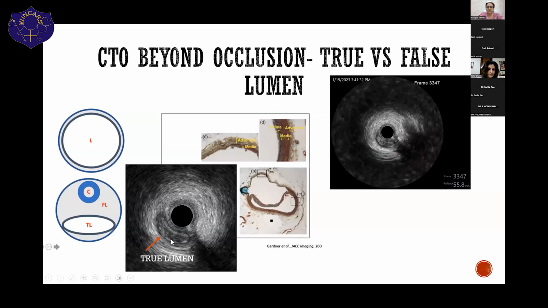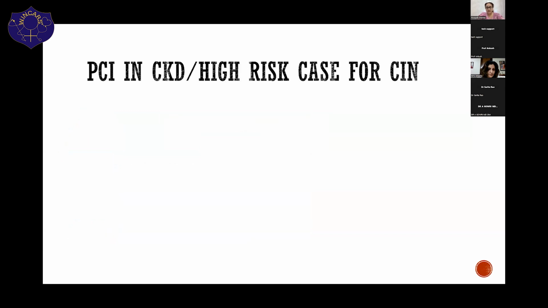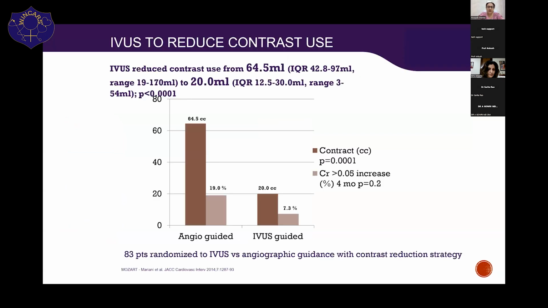Otherwise, we will land up in a challenging situation. So beyond CTO, what is the second most important scenario in which my IVUS would be really helpful? This is PCI in patients, especially with CKD or in higher risk cases for CIN. We all know that IVUS reduces the contrast use.